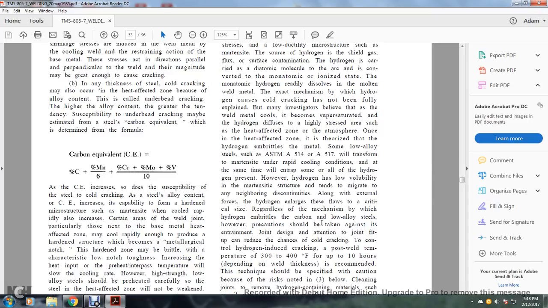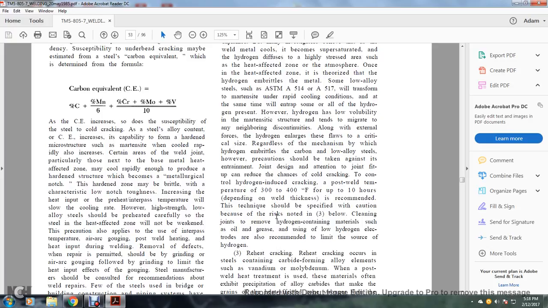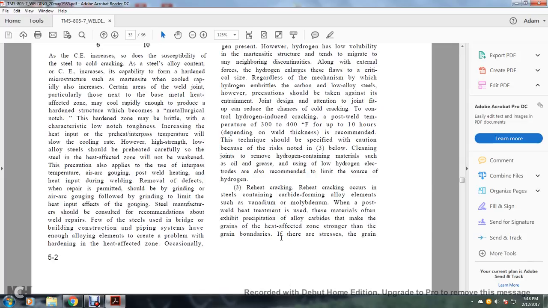However, precautions should be taken against the environment. Joints should be designed with the intention of reducing the chance of cold cracking, to control hydrogen-induced cracking. Post-weld temperatures of 300 to 400 degrees Fahrenheit for up to 10 hours, depending on the weld thickness, are recommended. The technique should be specified with caution because of the risks noted. Cleaning the joints to remove hydrogen-containing materials such as oil and grease, and using low hydrogen electrodes, is also recommended where there is a source of hydrogen.